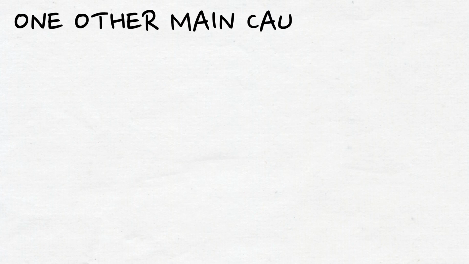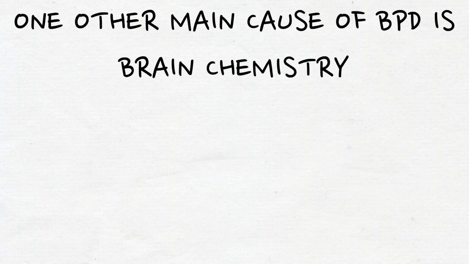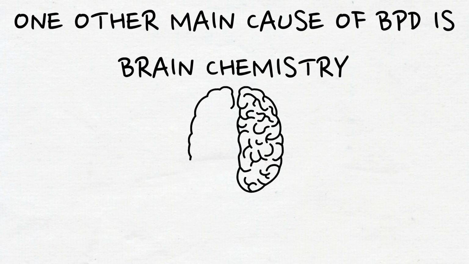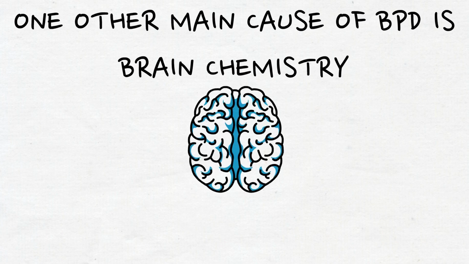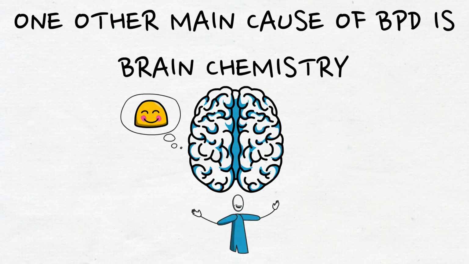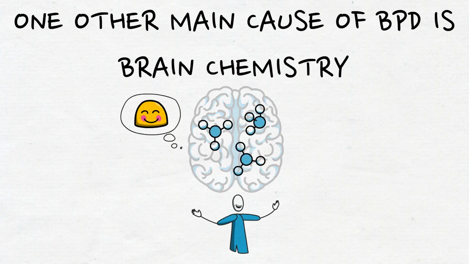One other main cause of BPD is brain chemistry. The brain is the most complex organ in our body and is responsible for regulating our thoughts, emotions, and behaviors. When there is a problem with brain chemistry, it can lead to the development of mental health conditions like BPD.